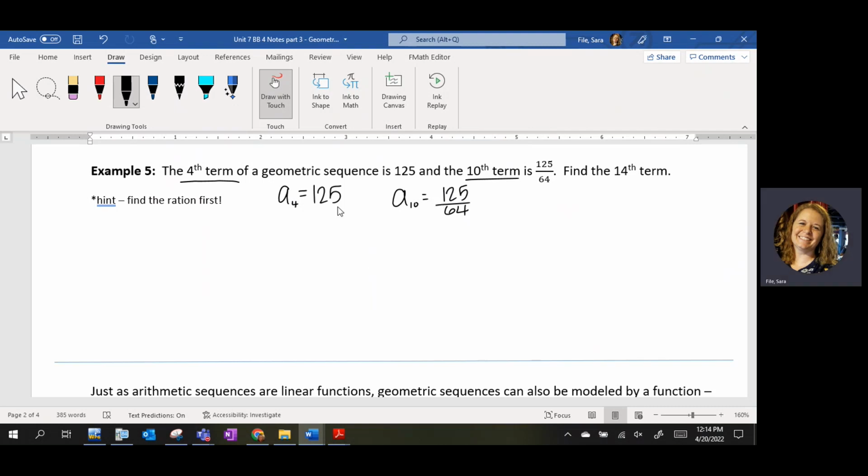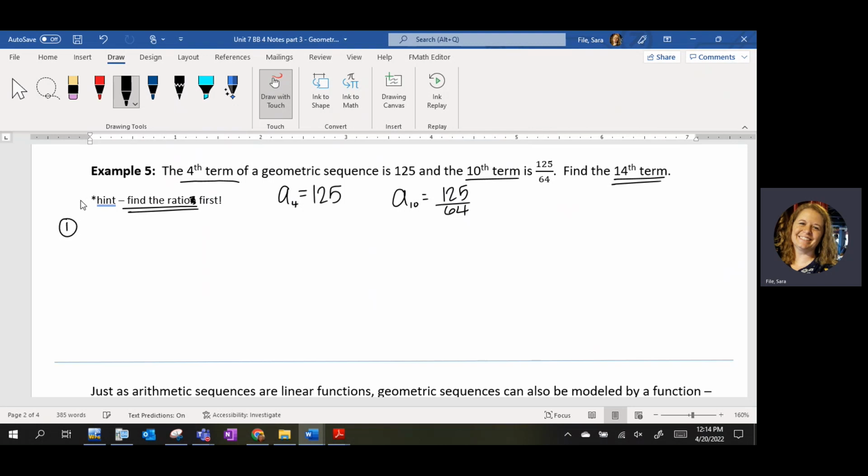So unfortunately, before we can answer this question about what's the 14th term, I have to know what R is. Again, another typo, I don't know why that N is there. So we have to find the ratio first.